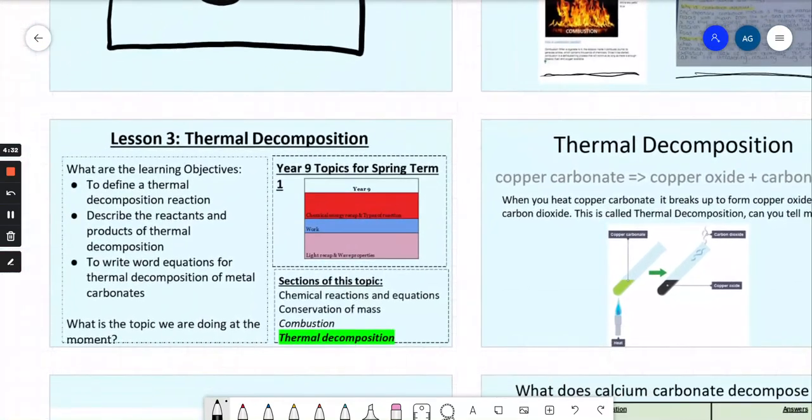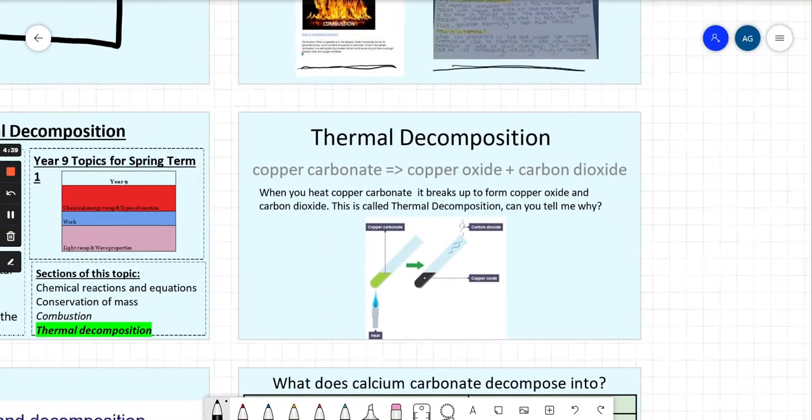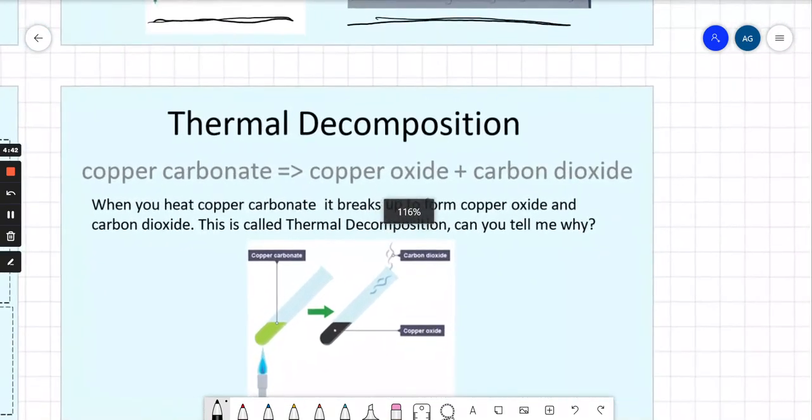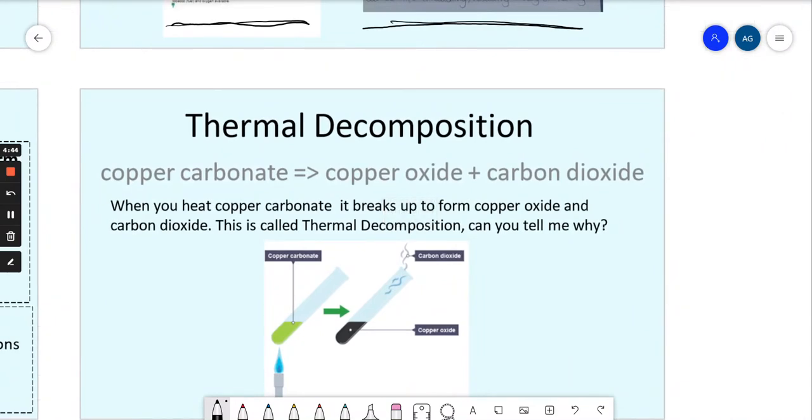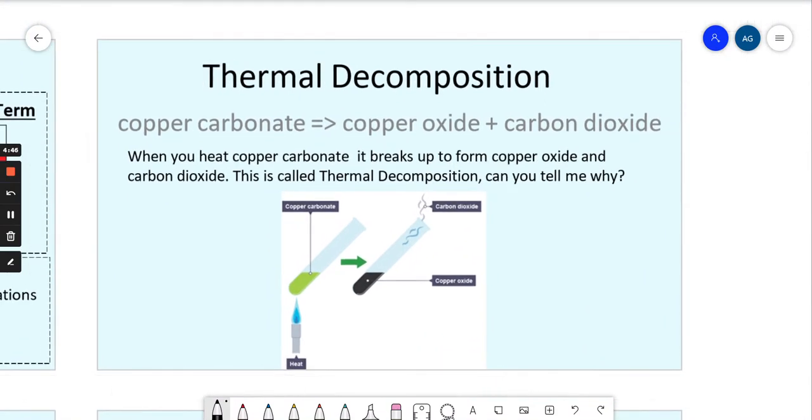Now today, we are going to be talking about thermal decomposition. Now, this is an example of a thermal decomposition reaction. When you heat copper carbonate, as you can see here, we're heating copper carbonate in a test tube. It breaks down and forms copper oxide and carbon dioxide. We call this thermal decomposition. Do you know why?